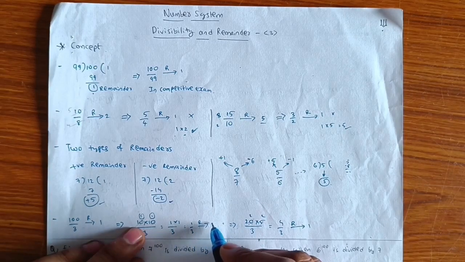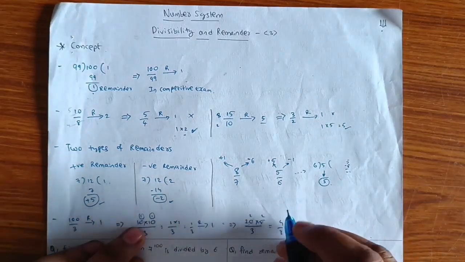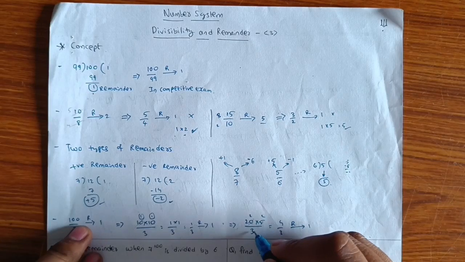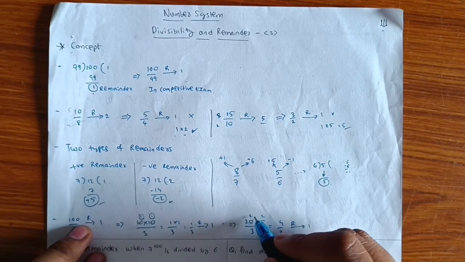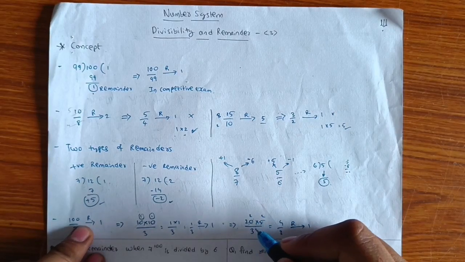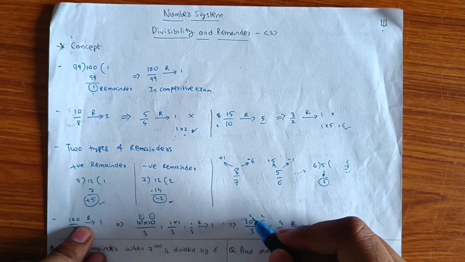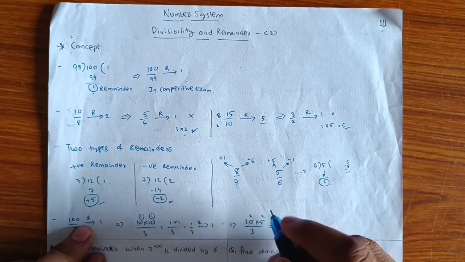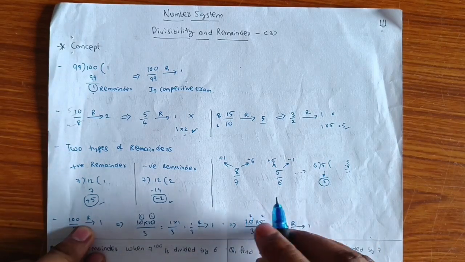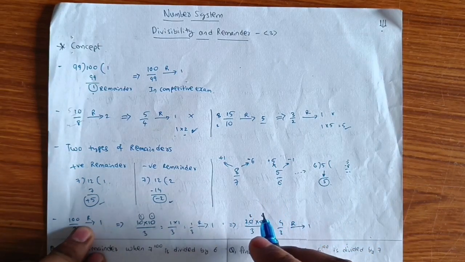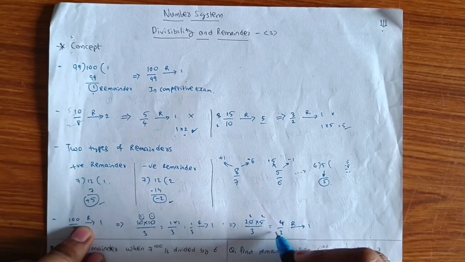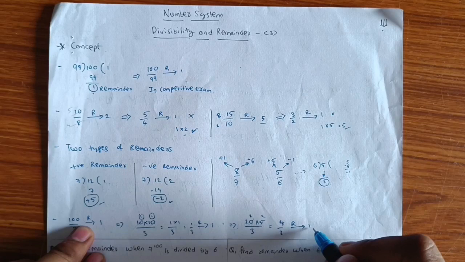So the final remainder will be 1. Otherwise, if you split the 100 like this, 20 into 5 by 3, here we get the remainder as 3 sixes, which is 18, the remainder will be 2, and 3 ones are 3, the remainder will be 2. Again you need to multiply the remainders and divide with the same number, like 2 into 2 is 4, 4 by 3, and the remainder will be 1.